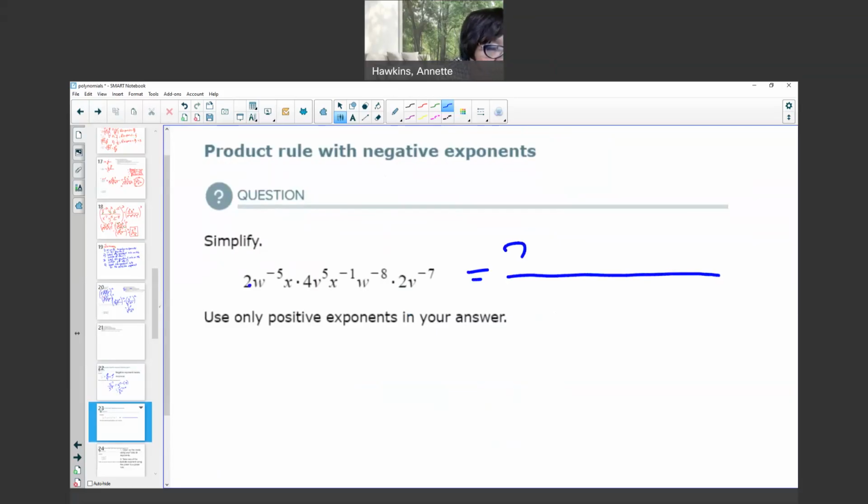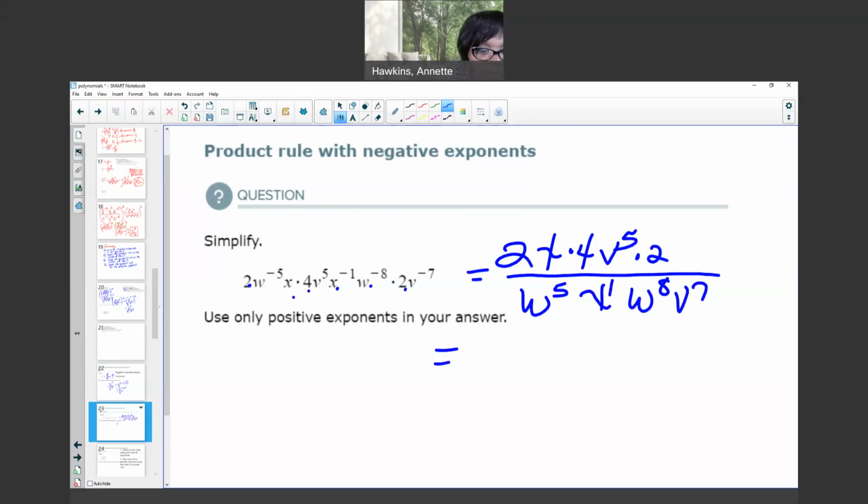So this is 2. This is w to the minus 5, so it needs to come down. This is x. This is times 4. Now, when we're multiplying with numbers, we do have to put the multiplication symbol in between. With variables, we don't have to. x to the minus 1, z to the minus 8th, 2, and then v to the 7th.